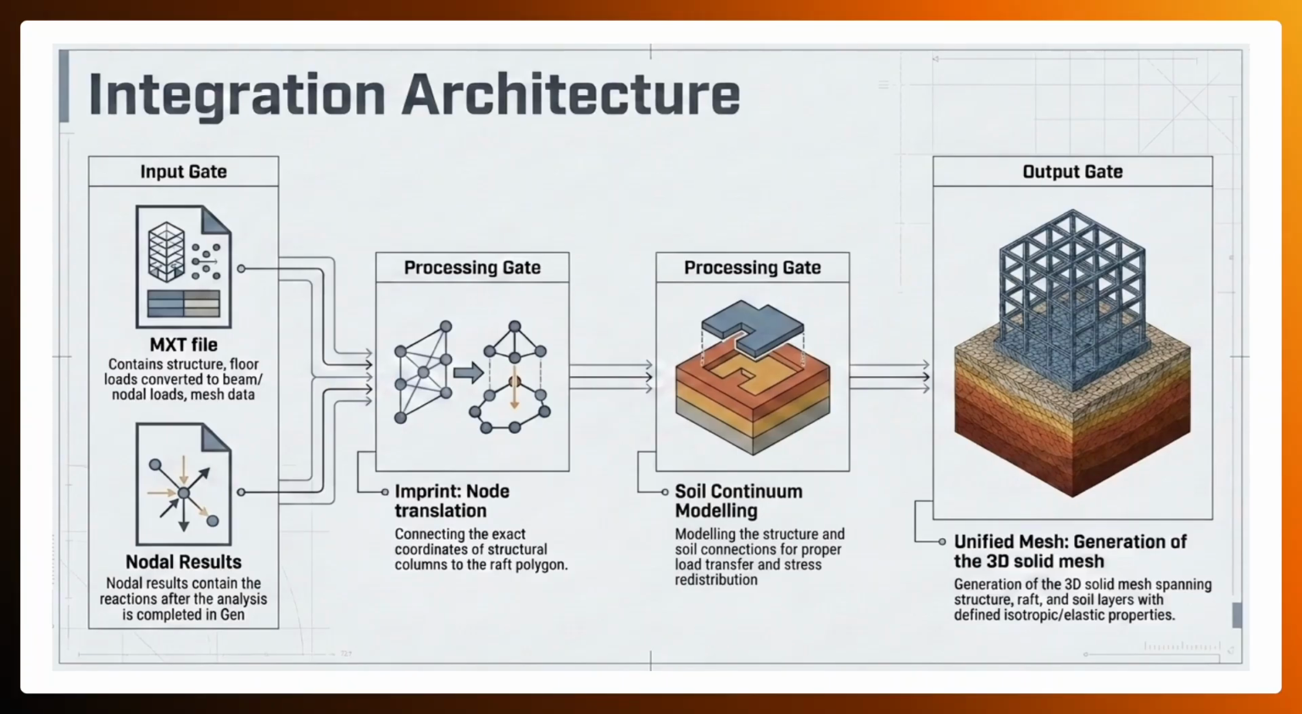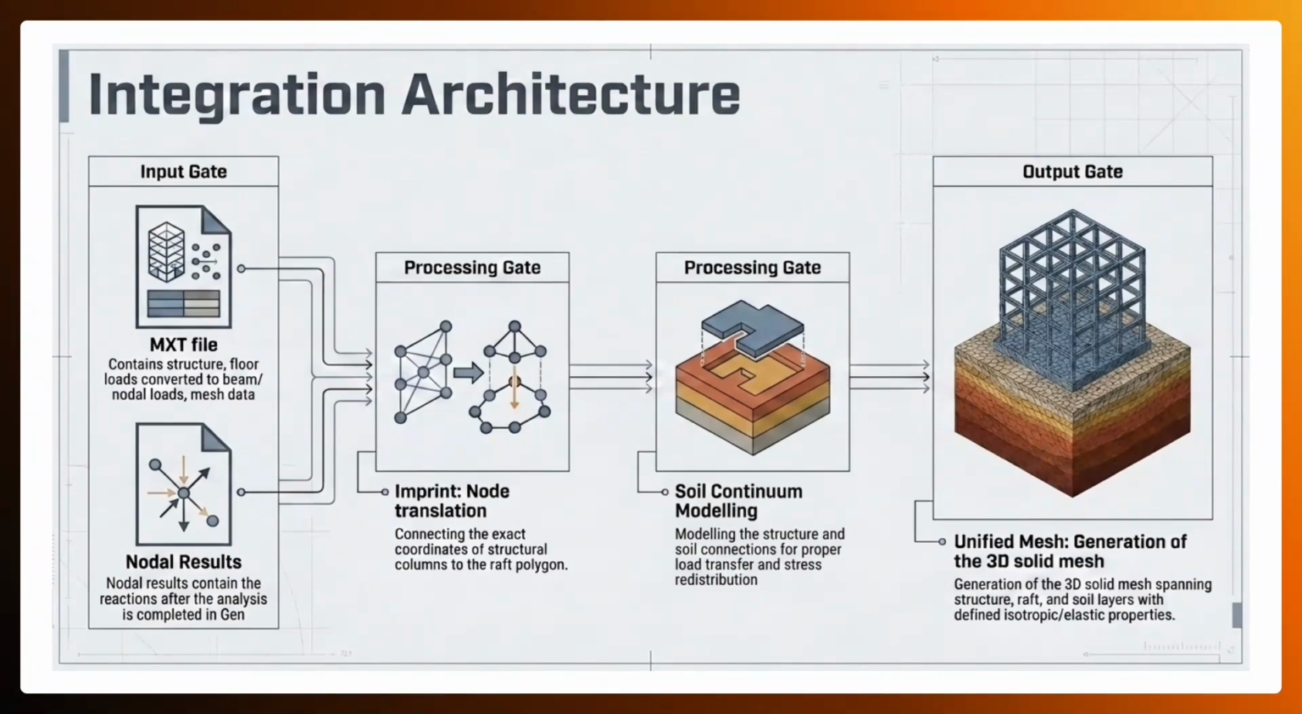Then comes the nodal results file. So in the nodal results, you have the reactions which are developed with respect to the different load combinations that you have assigned, and the reactions that are developed after the analysis has been run for the different load cases. So these two files will be exported from Civil, and these are imported into GTS NX, which is shown by the first processing gate, wherein the MXT file and the nodal results files are imported into GTS NX.